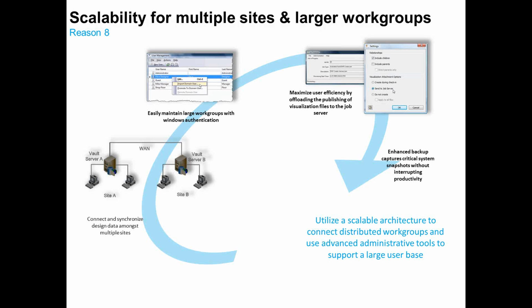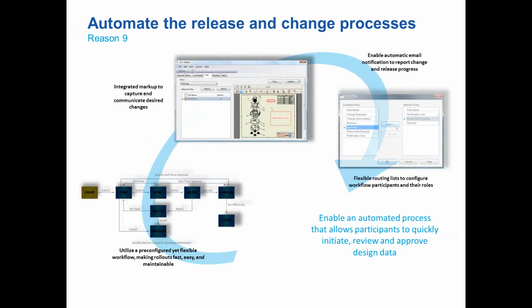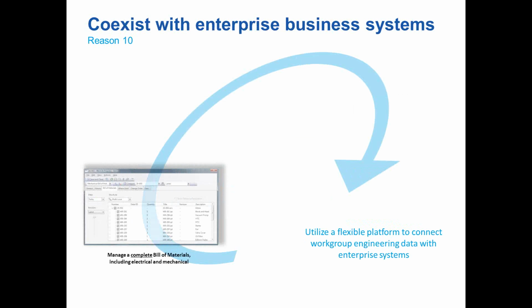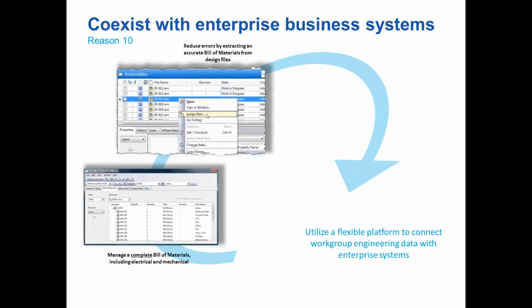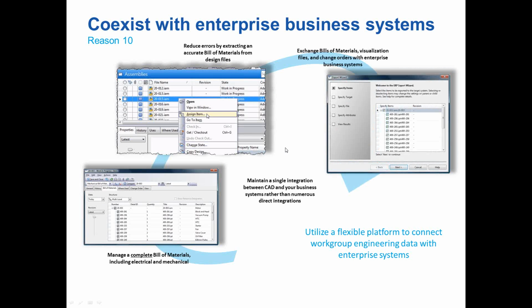And these last two features are really related to the manufacturing market. Vault is available as a tool across pretty much all of Autodesk's product line, whether it's engineering, architectural, manufacturing, and the release and change processes or change orders. That's a feature specifically designed for manufacturing, as is the coexisting with enterprise business system. So for this particular presentation, we're not going to spend time on either one of those.